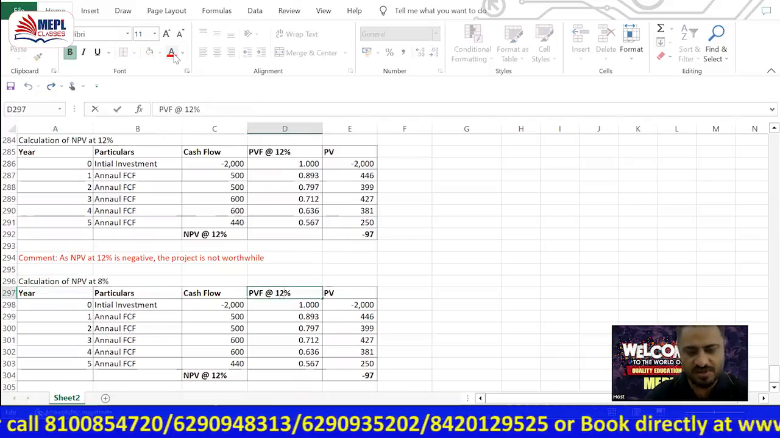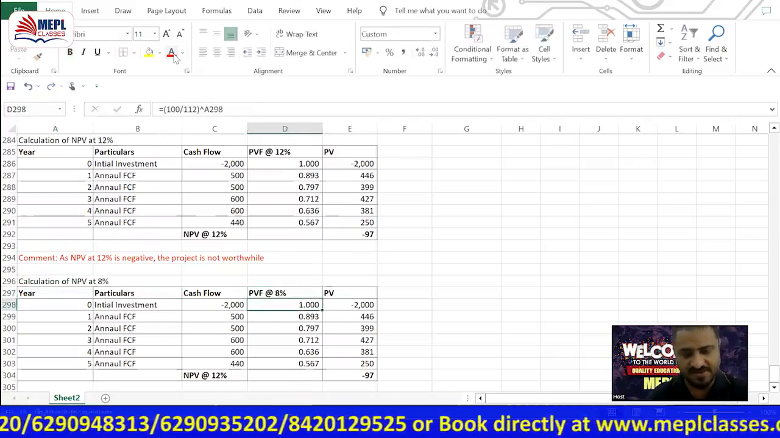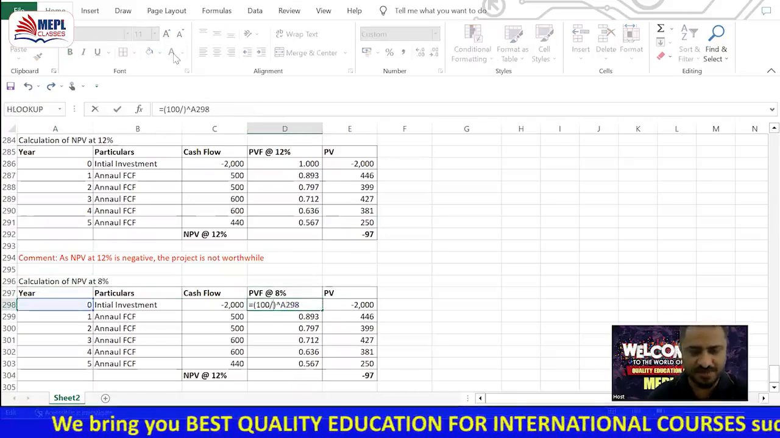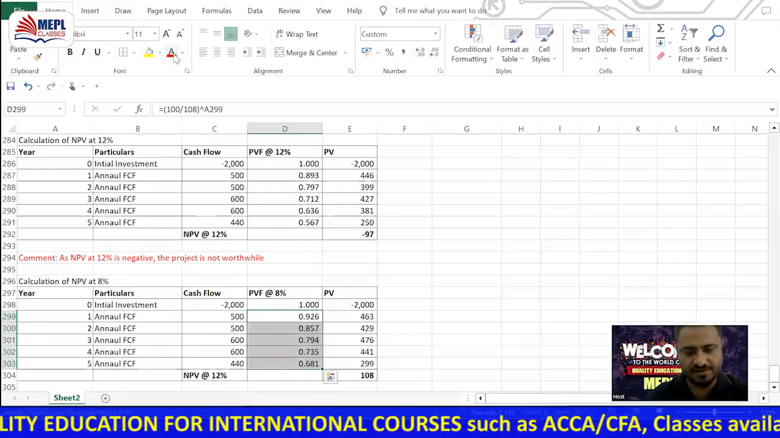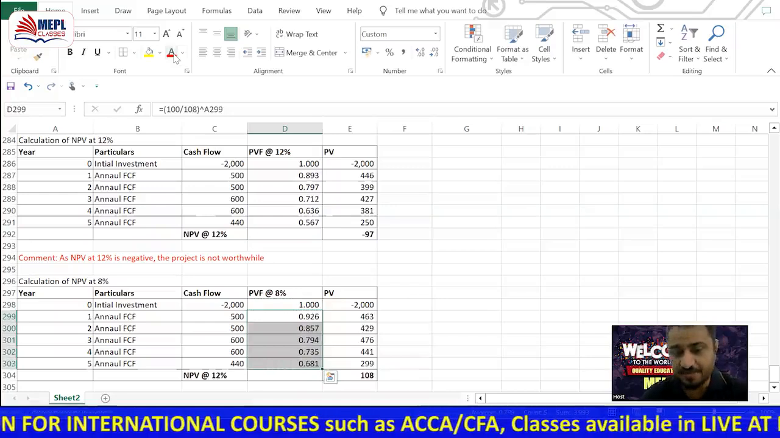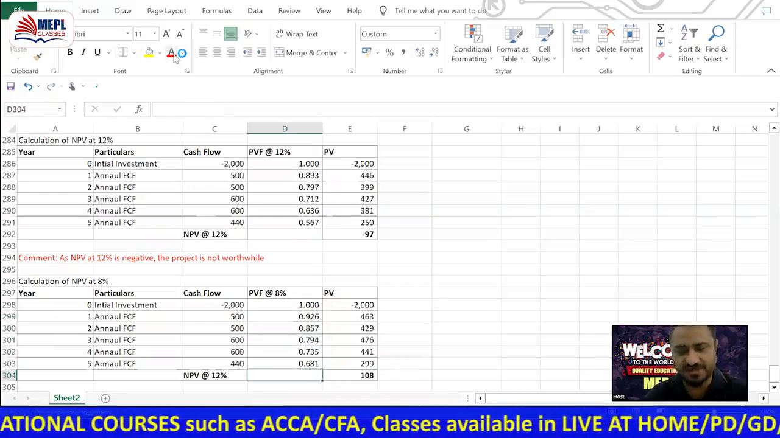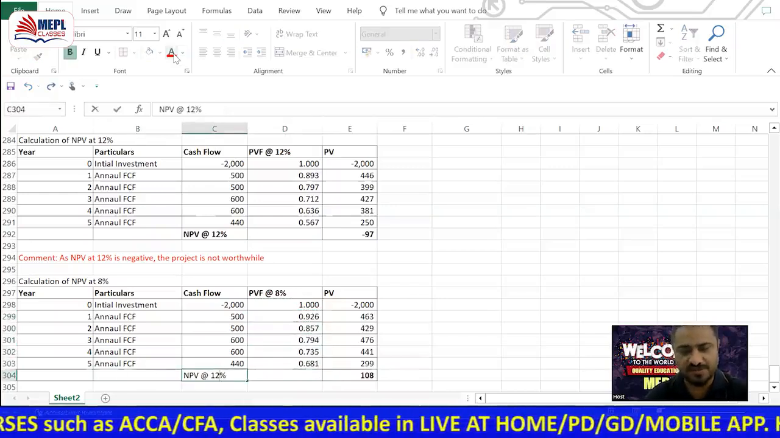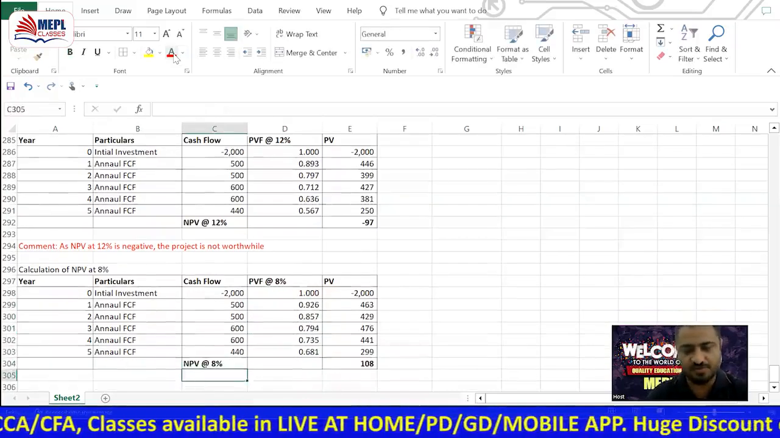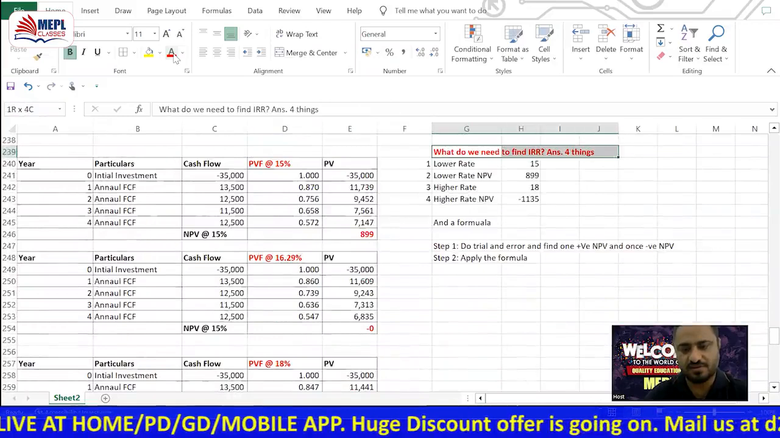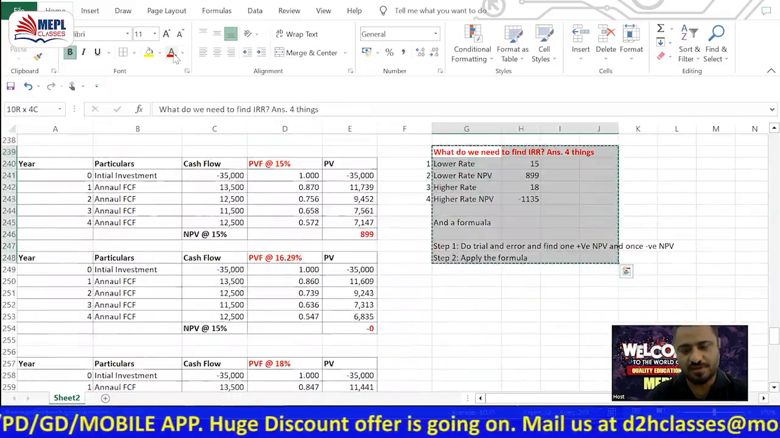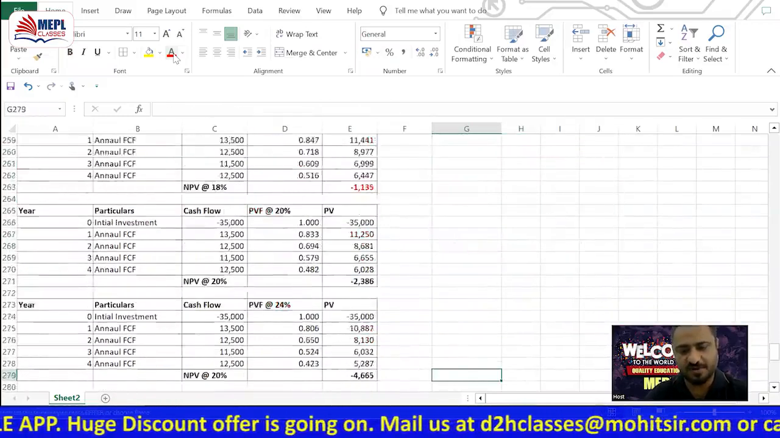No? This is trial and error. I am just trying and checking. If it is still negative, I will change the rate. Oh, wow. At 8%, this is positive. That is enough for me now. This is enough for me now to get the answer of what the IRR is. This is what I need.